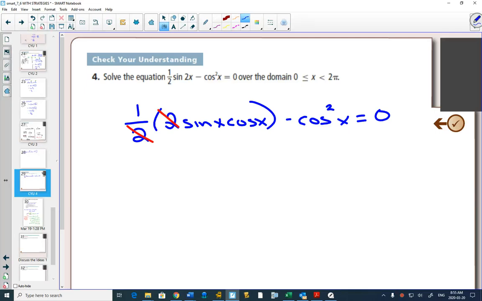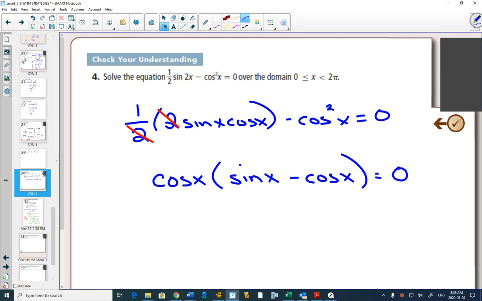And again, there's no way to change it all to one trig function, so we're going to have to factor instead. So I have a common factor of cos. That'll leave me with sine x minus cos x equal to 0. This part is going to be easy. Cos x equals 0. That happens when x is equal to 0, pi and 2 pi. Oh my goodness, but our domain didn't include 2 pi. I love it when the textbook does that.